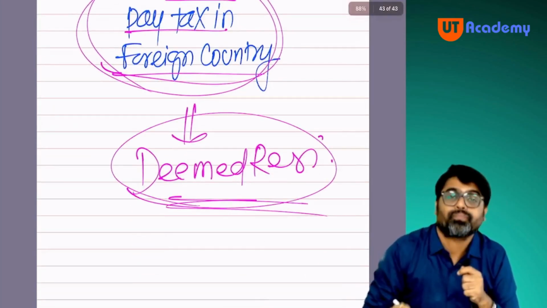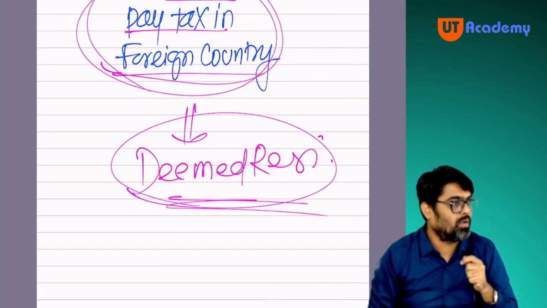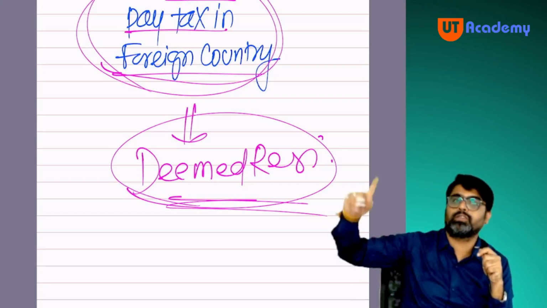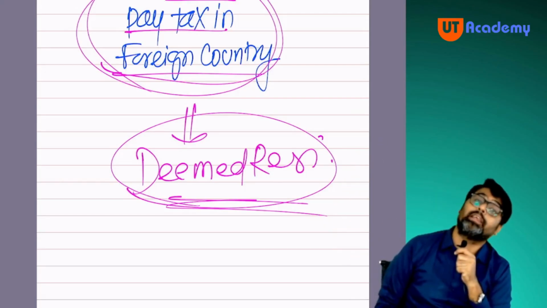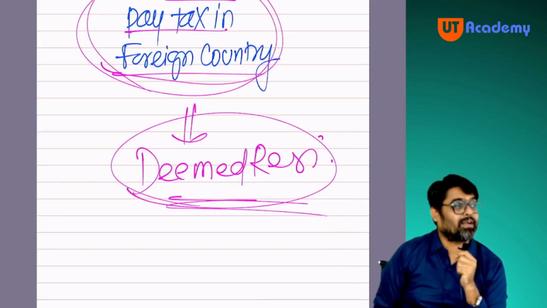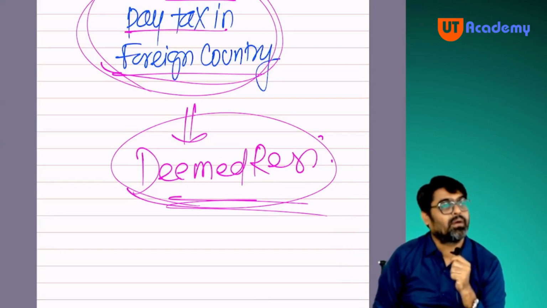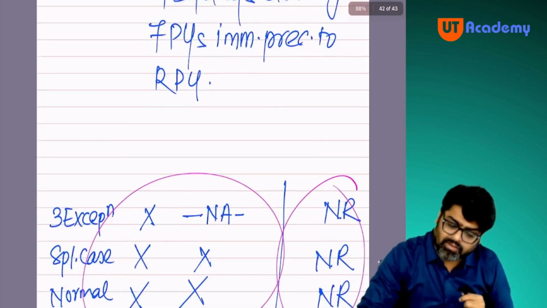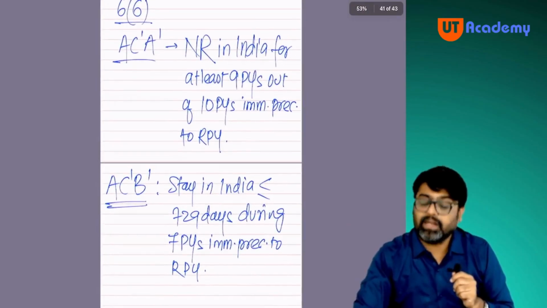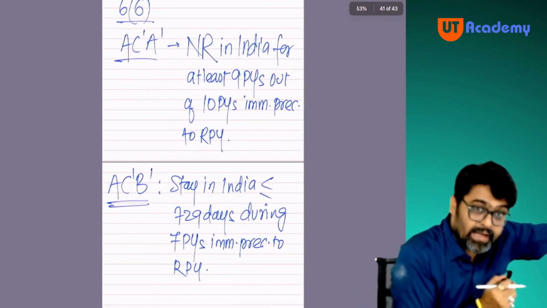You become a deemed resident. Now go and check additional conditions. Only if you fulfill the additional conditions will you become RNOR. Is it easy to fulfill these two additional conditions? Check. Is it easy to become RNOR in India?